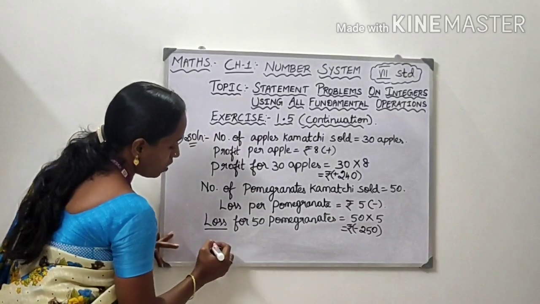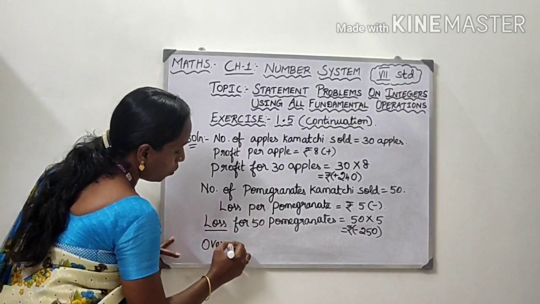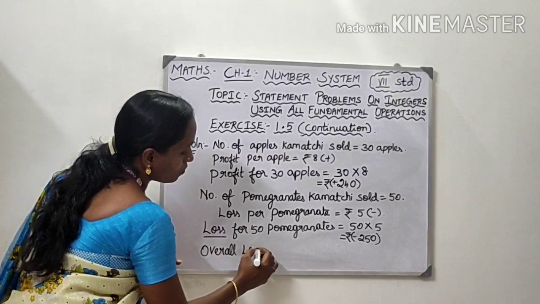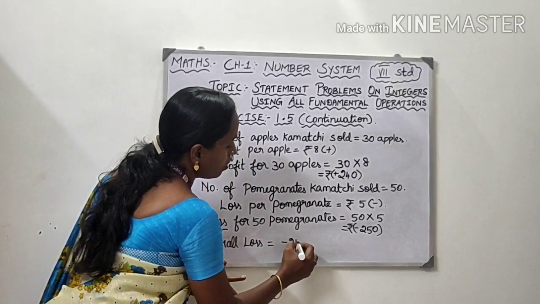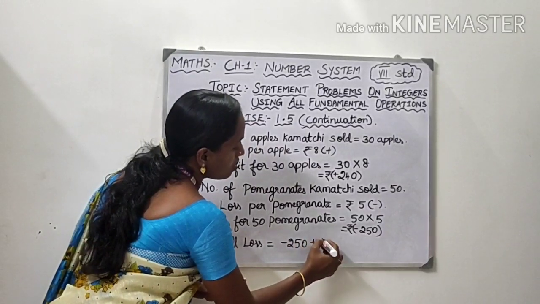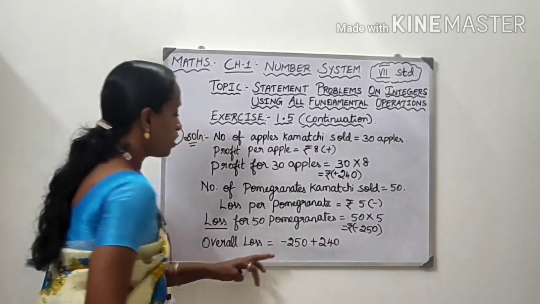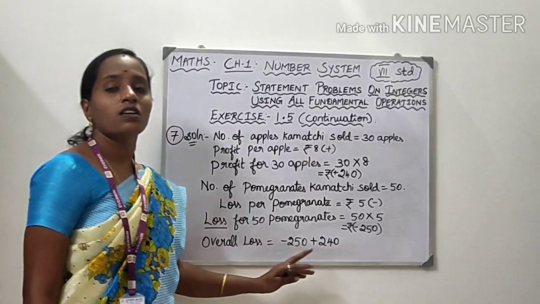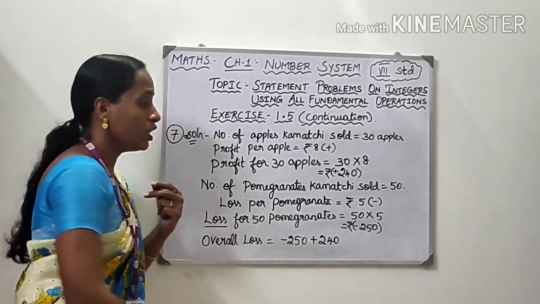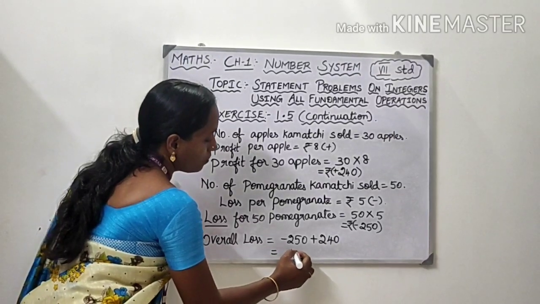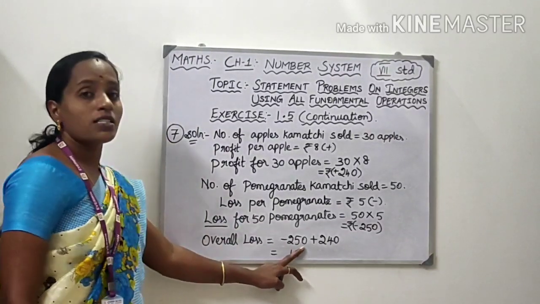So finally we are going to find out the overall loss. So overall loss, we can take minus 250 plus 240. Here you have different signs, so we have to subtract the numbers. If you subtract 250 and 240, you will get the answer 10. Here 250 is the bigger one.